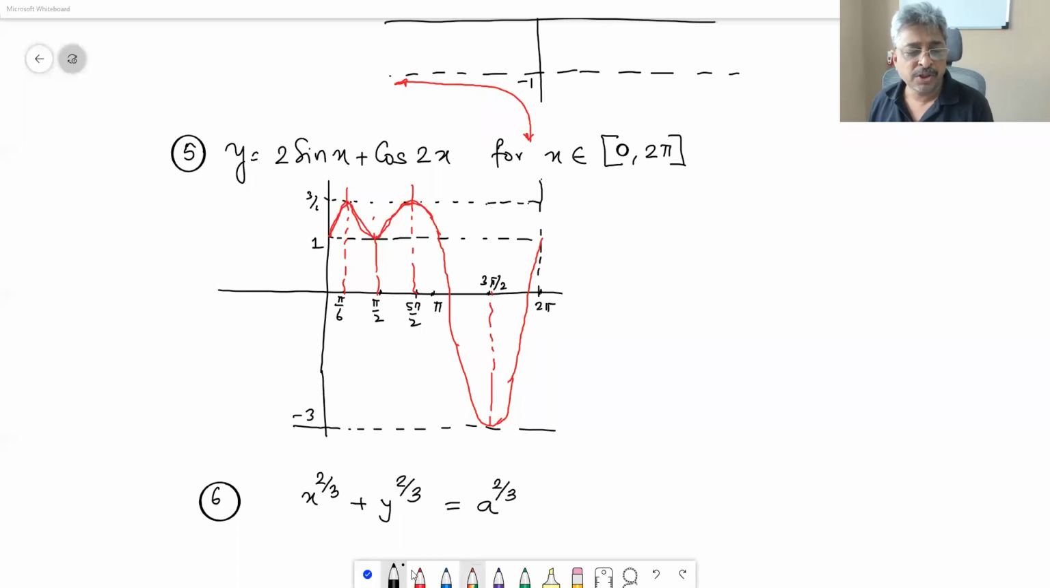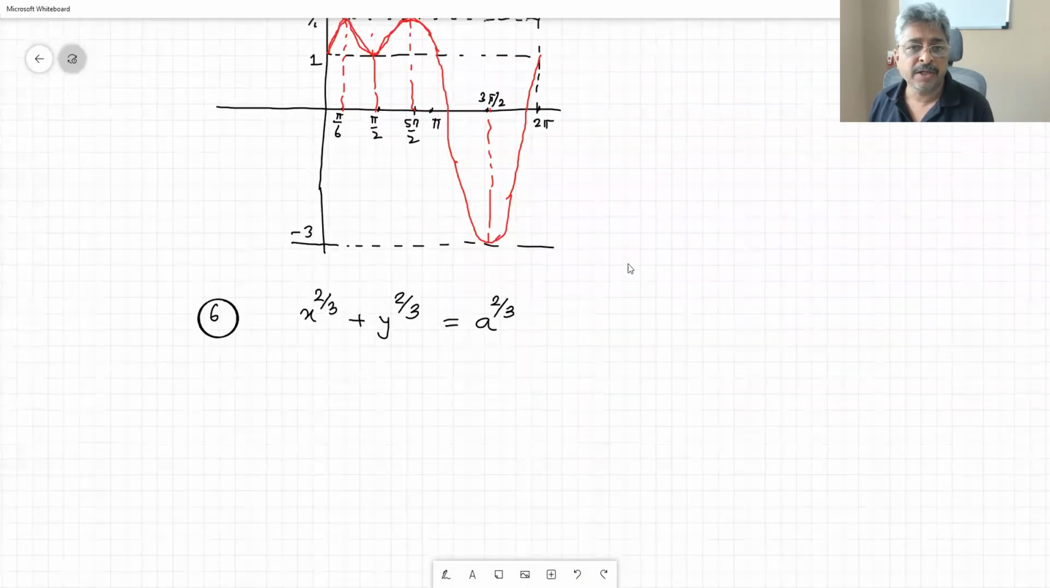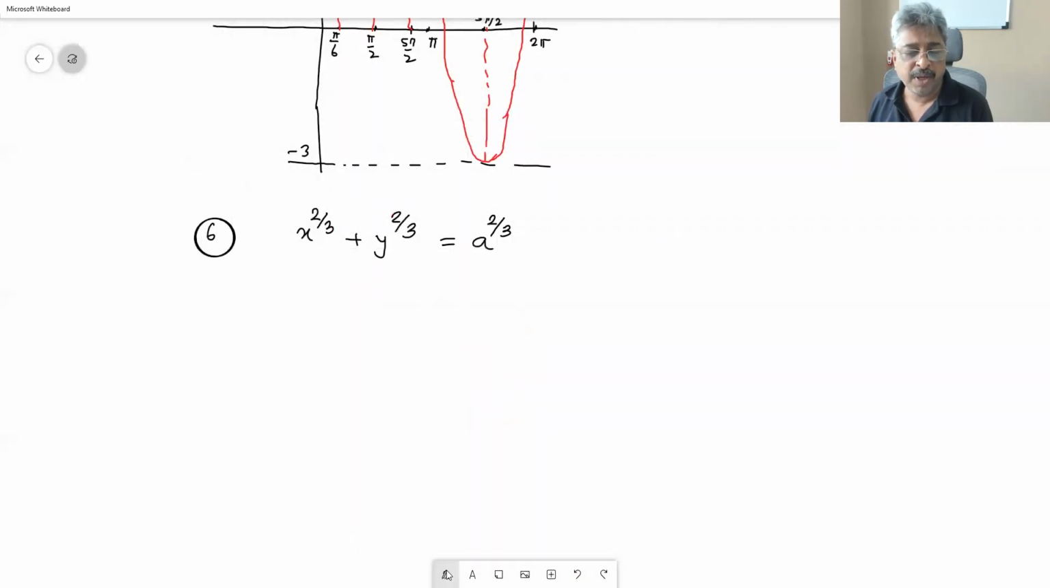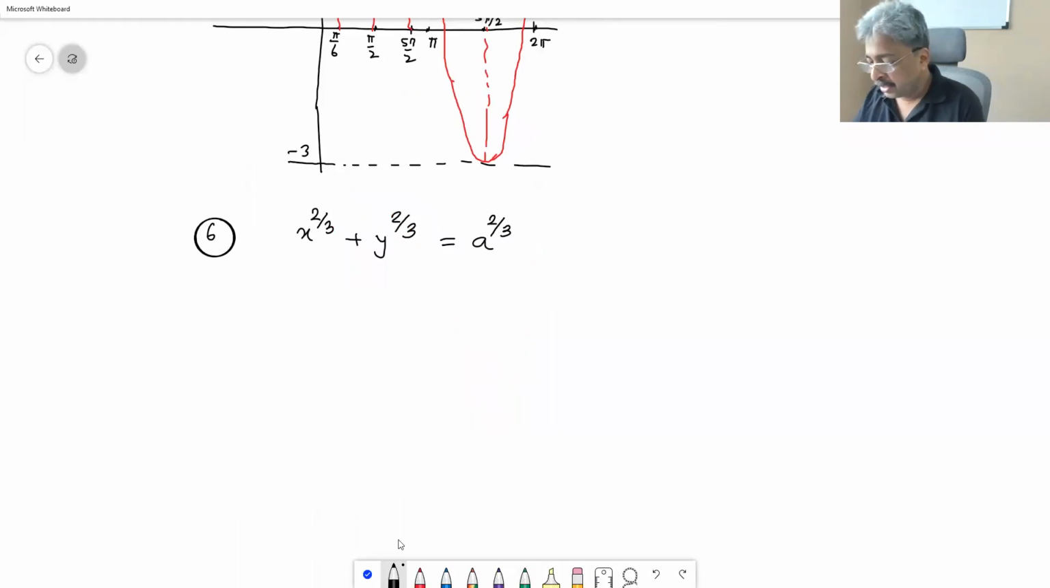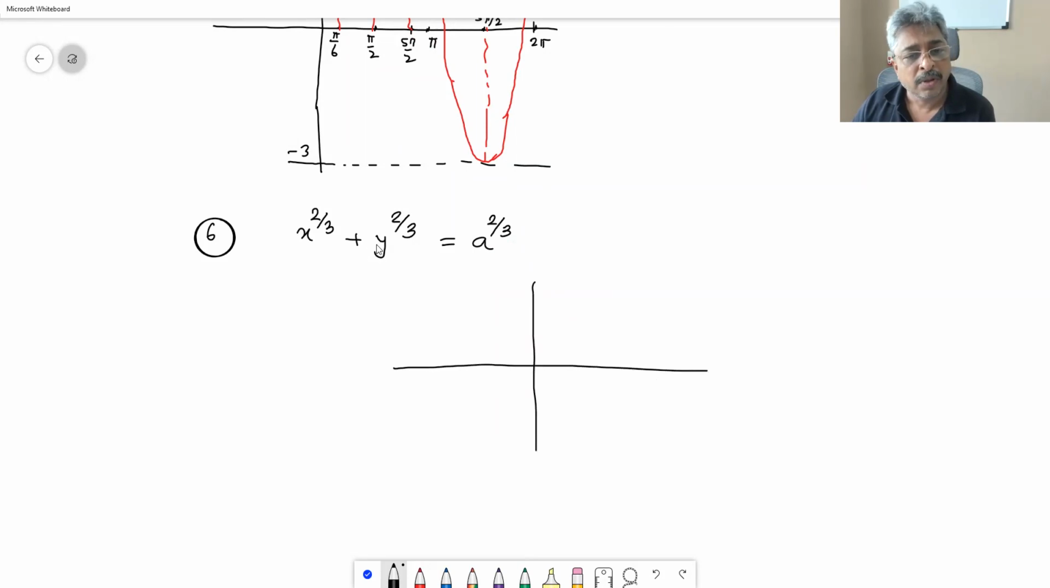If we want to sketch this curve, which are the things that we need to consider very quickly? Maybe the first thing that you should consider is the extent. For large values of x, what will happen? For large values of y, what do you want? This is constant RHS. So if x is equal to 0, y is equal to a.